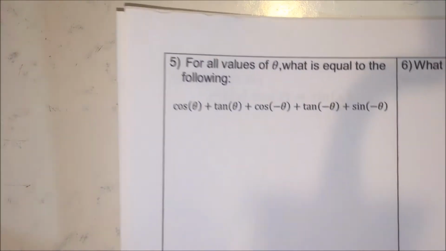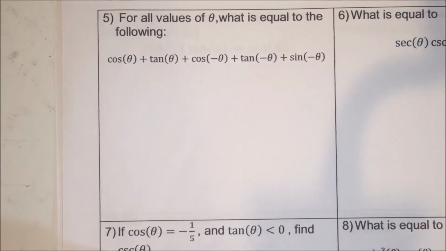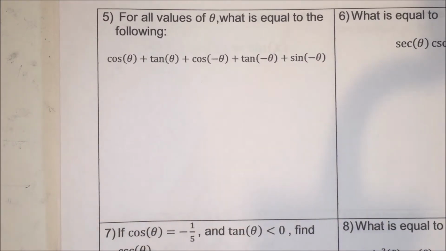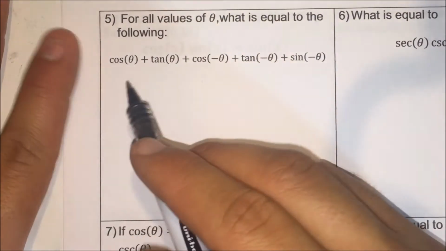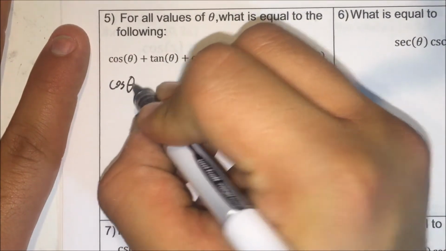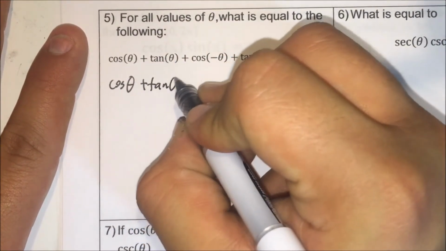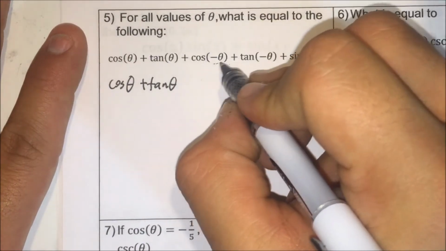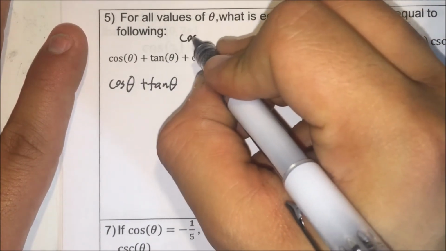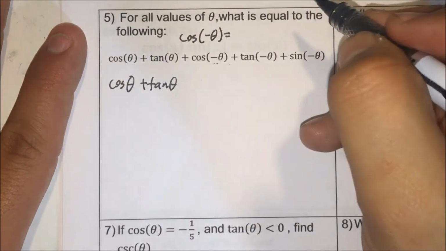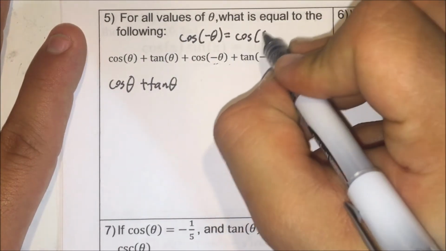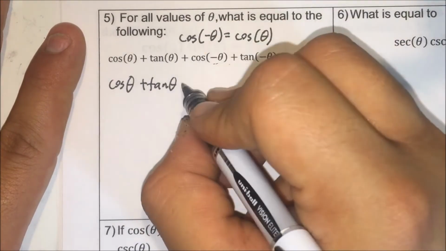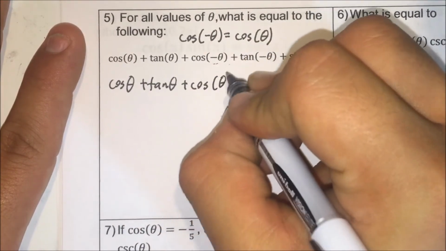Okay, let's go on to number 5. Number 5 says, for all values of theta, what is equal to the following? What we have to remember here are our odd and even identities, so let's run through them and recall them as we go. Cosine is just going to stay there. Tangent, we don't do anything to that. Whenever I put a negative inside of cosine, nothing happens to it. So the cosine of negative theta will just turn back into cosine.